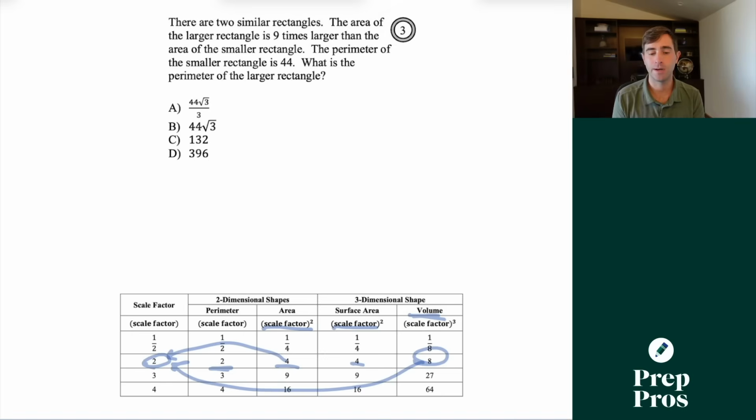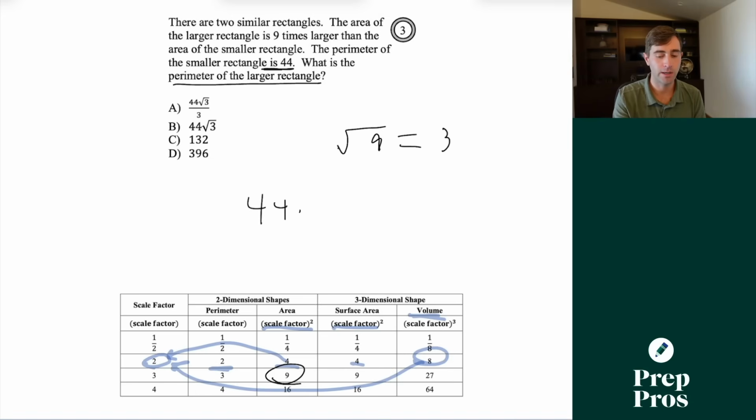The area of the larger rectangle is 9 times larger than the area of the smaller rectangle. So this means, here we go, our area multiple is 9. So we want to work our way back to the scale factor because we're saying the perimeter of the smaller rectangle is 44. What is the perimeter of the larger? Well, that means since we know our area multiple, we have to take the square root of 9 to figure out that our scale factor is 3. So now once we know our scale factor is 3, all the side lengths are 3 times greater, we simply can do 44 times 3, and that will let us see that C is our correct answer.